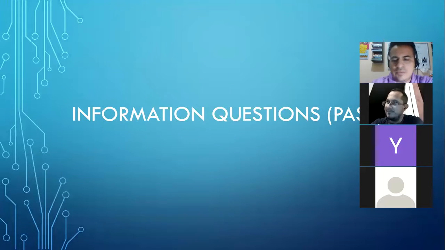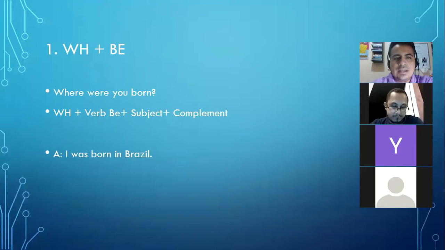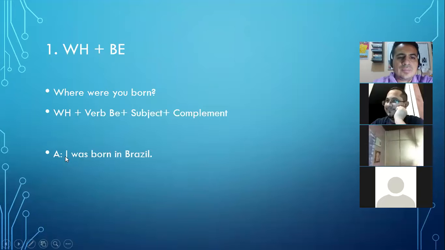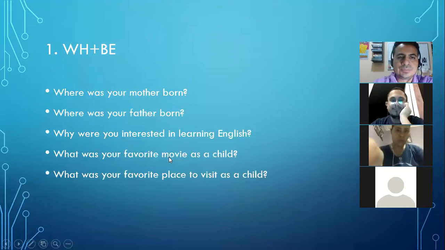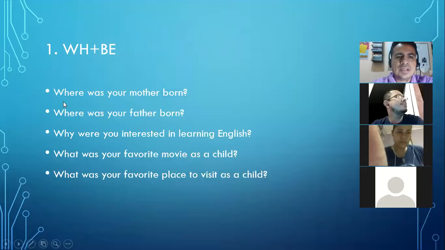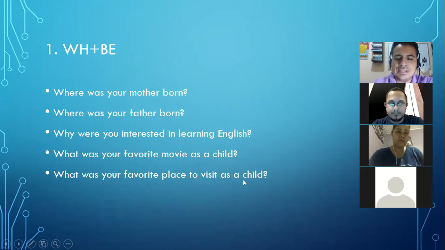Okay, questions, the first category is information questions. Number one, WH with the verb to be. Where were you born? So we use WH plus the verb to be plus subject and complement. Where were you born? I was born in Brazil. Okay. WH questions and the verb to be. We have more examples. Where was your mother born? Where was your father born? Why were you interested in learning English? What was your favorite movie as a child? What was your favorite place to visit as a child? Okay, so primera categoría, right?